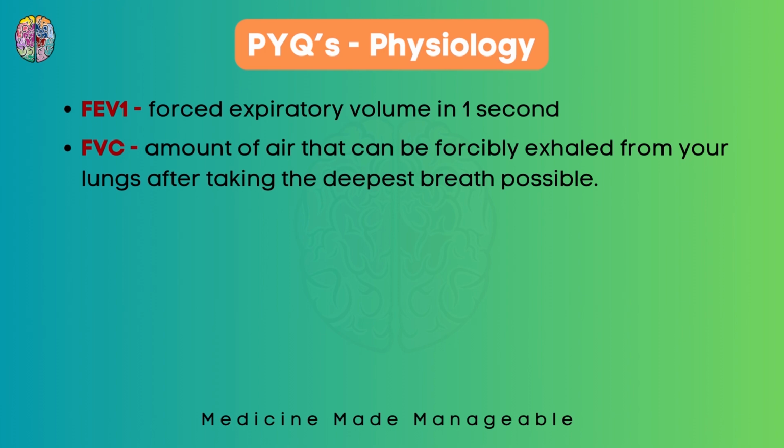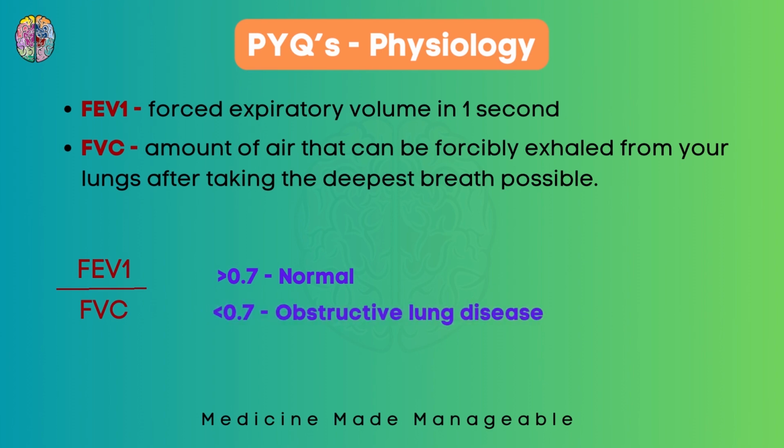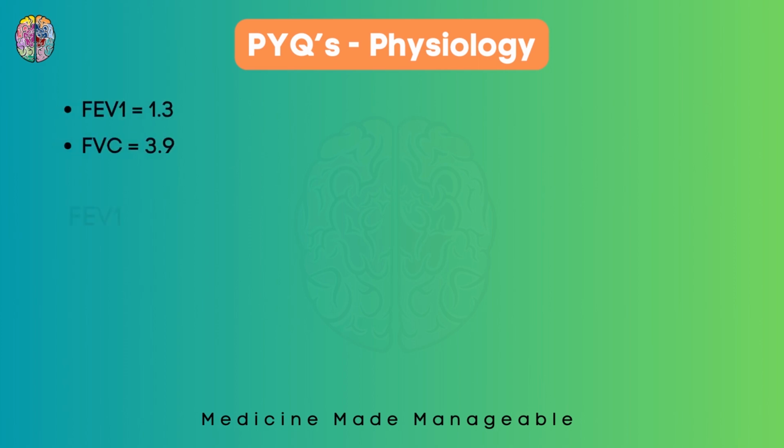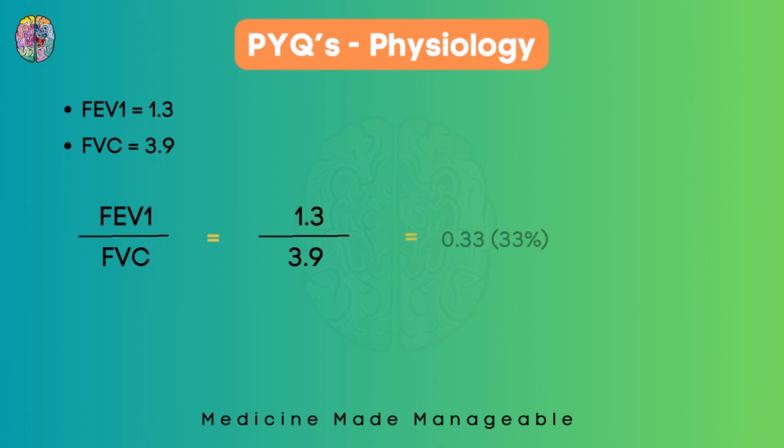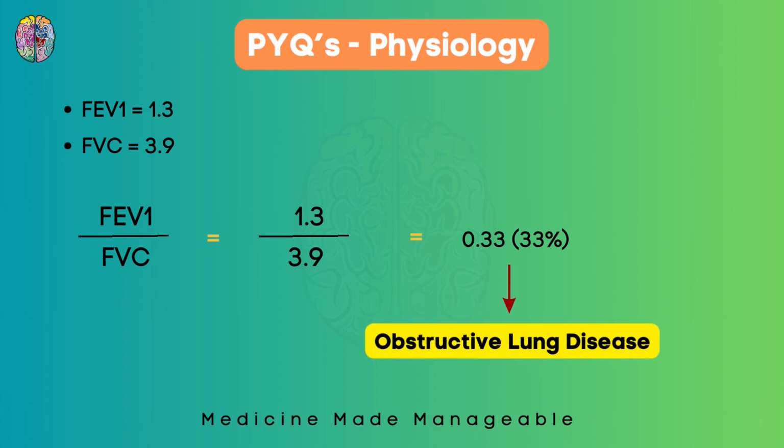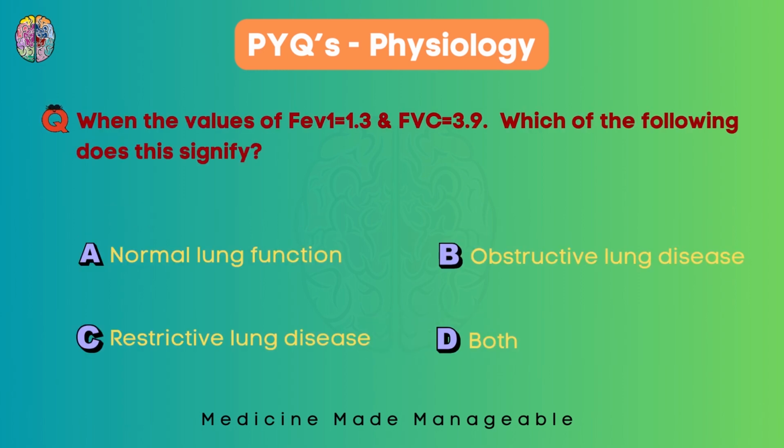Now we can find out if a patient has obstructive lung disease or a normal lung function based on this. If we take the ratio of FEV1 and FVC, and if it comes up to be more than 0.7, it is normal. But if it is less than 0.7, the patient has obstructive lung disease. So we just have to put the values that were given in the question here. Upon doing so, we will find out that the ratio is actually 0.33 or 33%. So this shows us that the patient has obstructive lung disease. So coming back to our question, our correct answer is option B.